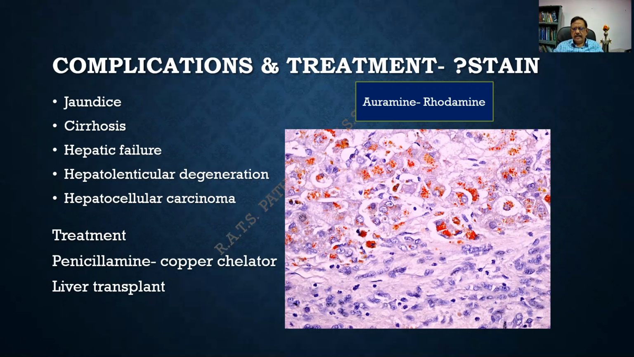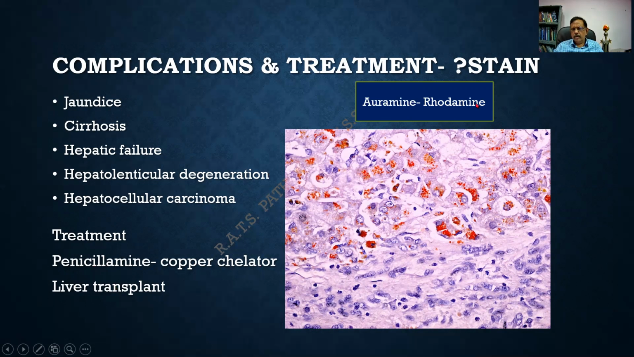Mallory bodies, we had seen earlier, can be seen in biliary cirrhosis, Wilson's disease, alcoholic liver disease, as well as in hepatocellular carcinoma. What are the complications of Wilson's disease? Jaundice, because the liver is affected, and cirrhosis, we had seen. There is liver failure, and hepatolenticular degeneration, we had seen earlier. Carcinoma is possible. And the treatment will be by means of a chelator. A chelator is a substance that joins with it and excretes it. Penicillamine is one. If everything fails, then we have to go in for a liver transplant.